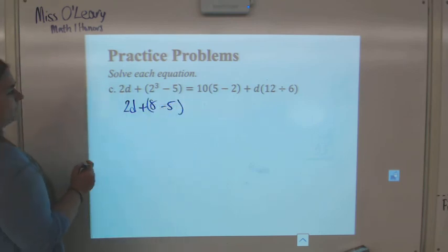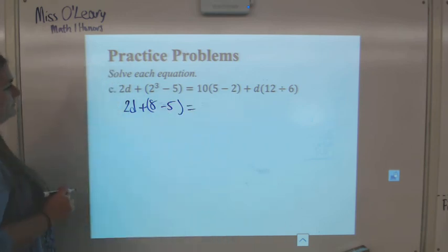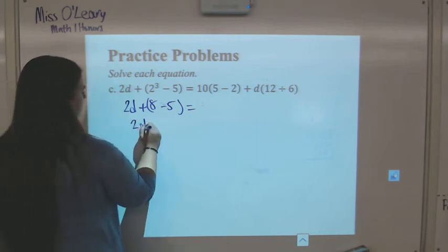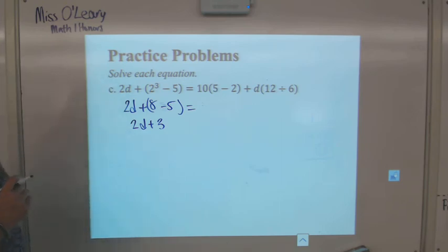Inside my grouping symbol. We're going to leave this side alone. We're going to deal just with this side for now. And again, I see grouping symbols. I want to keep going. I get 2d plus 8 minus 5 is 3. And I'm done. There's nothing else I can do to simplify this side of my equation.